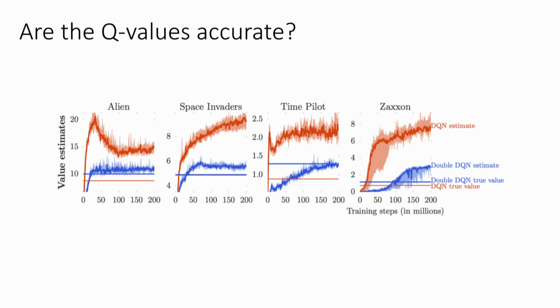So this plot studies that question. Ignore the blue stuff for a second. I'll explain the blue stuff a few slides from now, and only look at the red stuff. The red curve here shows the estimate of the Q value from the Q function neural network. And the solid red line shows the actual reward that the agent got. And you can see that on all four of these games, the anticipated reward is actually much, much larger numerically than the actual reward obtained by the agent.